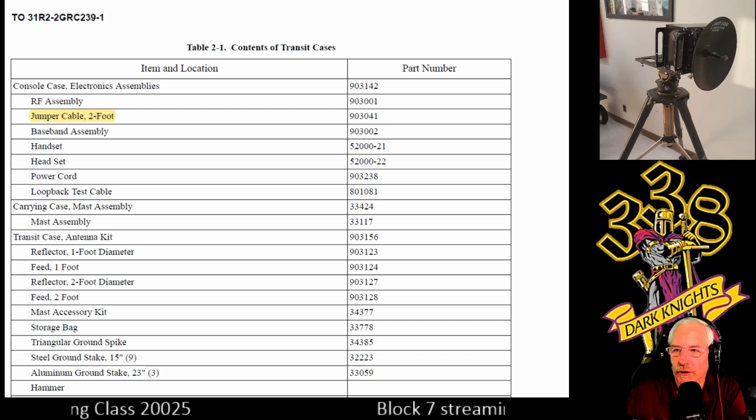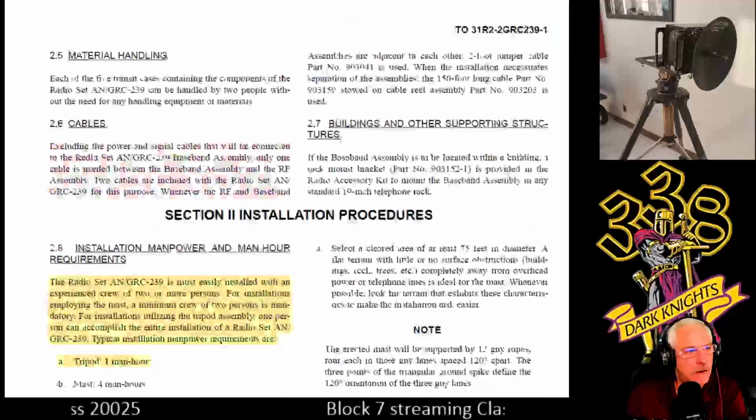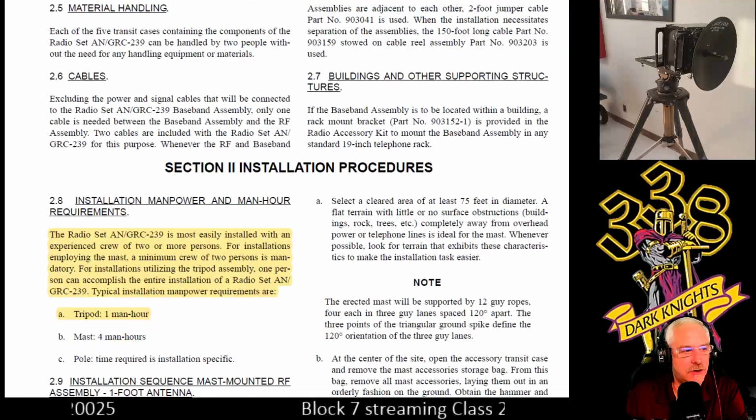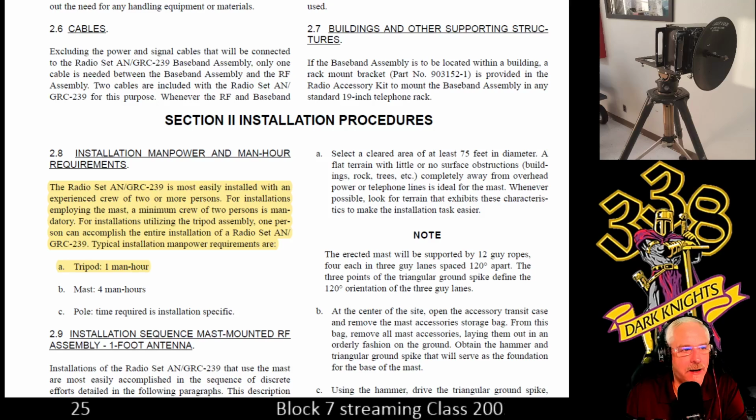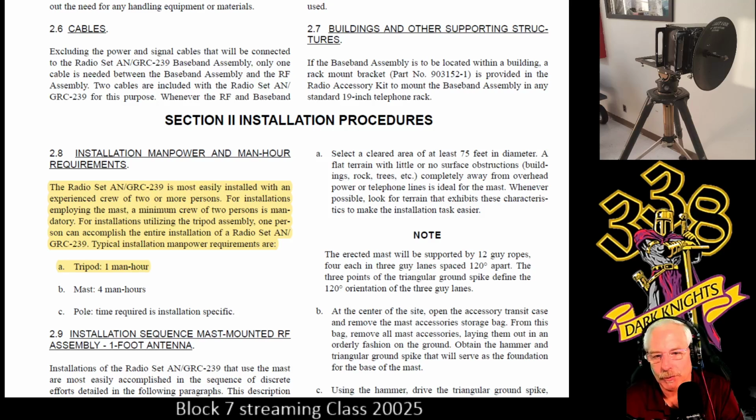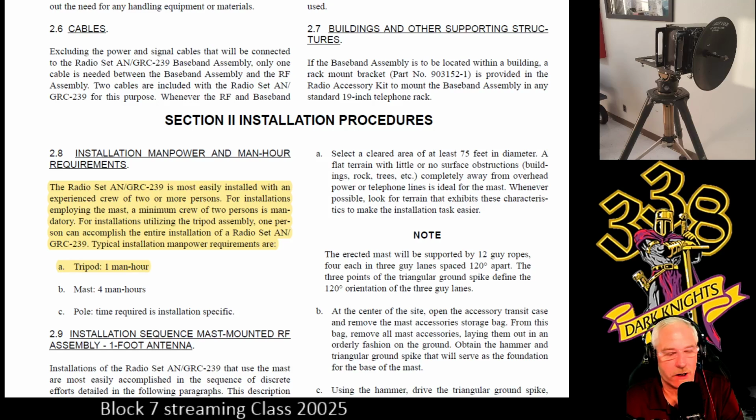Installation, there's your 2-foot cable under table 2-1. In 2-8, it gives you man hours. I'm just showing this for gee whiz purposes on this one. When you're in the classroom, you'll be given 45 minutes to set it up and go through all of the checks and procedures. If you're going to put it on a mast, that's a different story.